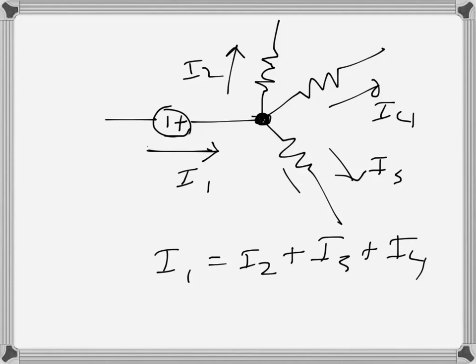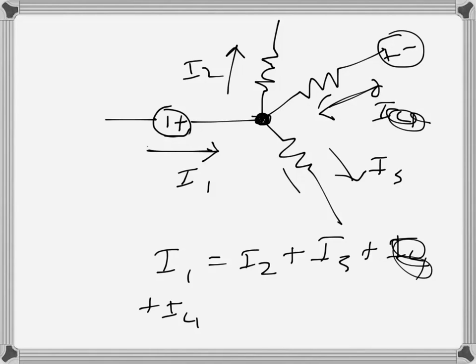And let's say we have another voltage source here and I4 would be entering. In that case, it would be I1 plus I4, 2 entering currents, and then 2 leaving currents, is equal to I2 plus I3. So this also comes from the conservation of charge law.